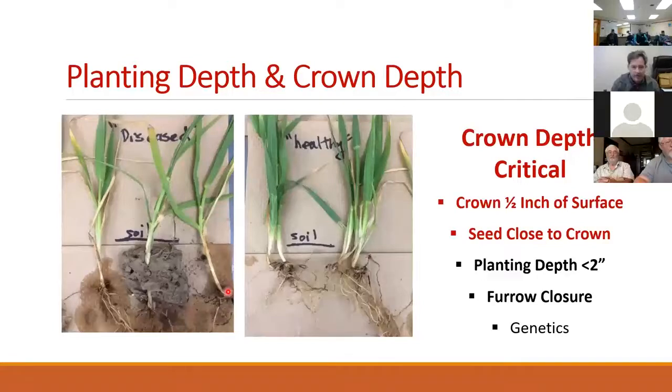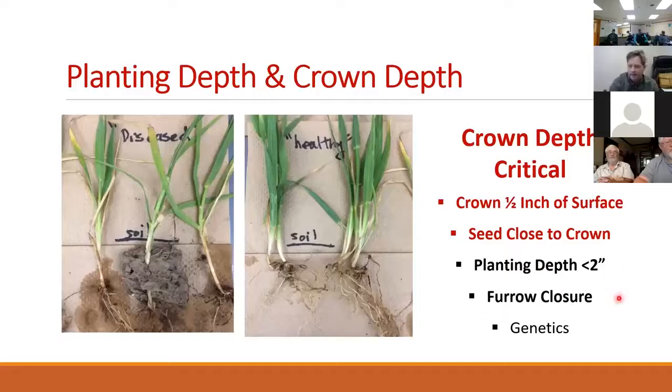The main target, if you want to make seed treatments work and you want to manage crown rot, is trying to get this crown formed at about a half inch in depth. If you're planting below 2 inches, then all of a sudden your seed treatment and your seed are a considerable distance from your crown, and we're really wanting to protect the crown. We're not trying to protect the seed when it comes to crown rot. So planting at depths below 2 inches is something we really need to watch. And actually, most of you guys do that really well.